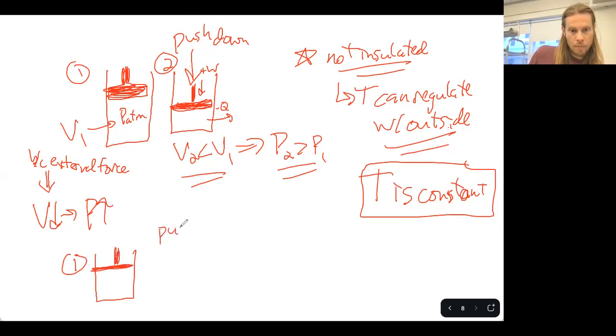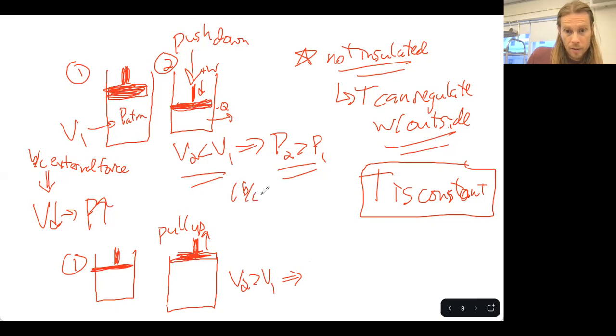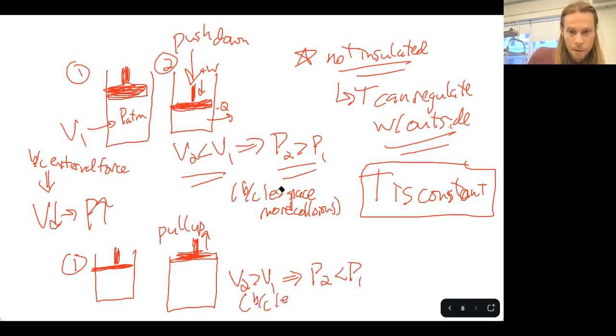And then pull up. Well, if I pull up, what happened? V increased, V2 is greater than V1, because here there's less space, more collisions. Here, pressure will decrease because less, that. I'm confusing the two. I forgot to write it for up here, right?